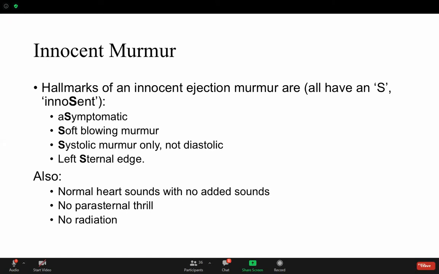Also, they should have normal heart sounds with no added sounds. They have no clicks, no parasternal thrill, and no radiation. It doesn't radiate to the axilla, it doesn't radiate to the back, it doesn't radiate to the neck. So all these things you must fulfill to say this is an innocent murmur. Okay?